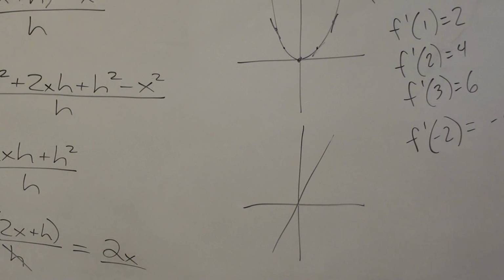Okay, let's use some alternate stuff. All right, example. If f of x equals the square root of x, find f prime of 9.